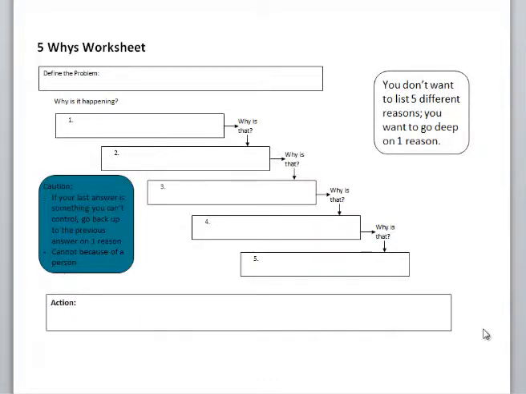Now I'm going to stop here because I think that's enough to get a feel for how to use this tool. You can see that sometimes it's going to take more than 5 whys. Sometimes it might take fewer than 5 whys. It's okay. The important thing is to keep going until you find the true reasons behind the problem. You could also find more than one actionable reason.